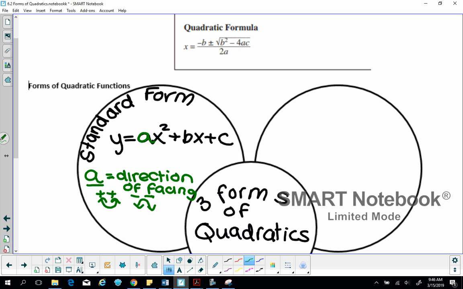The other thing that's easy to get from this equation is your y-intercept. That's because it's just your C, it's your constant at the end. So 0 and whatever your C is, is your y-intercept.